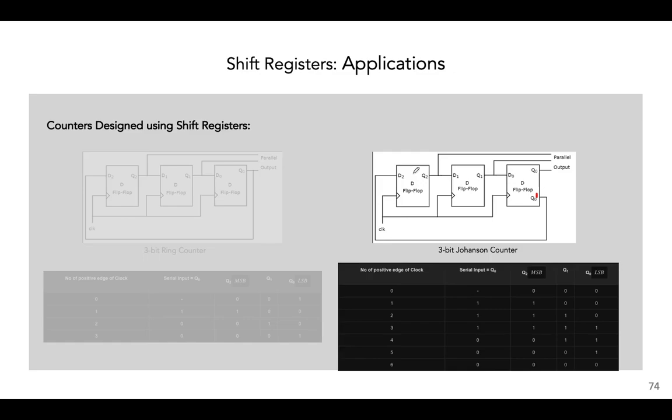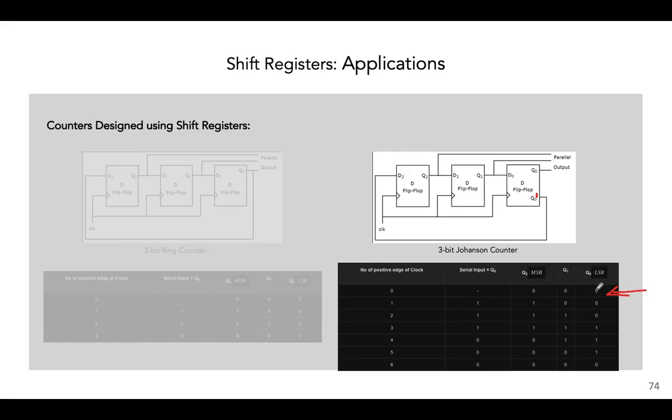In case of a 3-bit ring counter, you could count 3 clock pulses. In case of a 3-bit Johansson counter, you'll be able to count till 6. And let's see how that happens. Okay, so initially, let's begin with 0 0 0. This is my initial state of the counter, or state of the shift register.